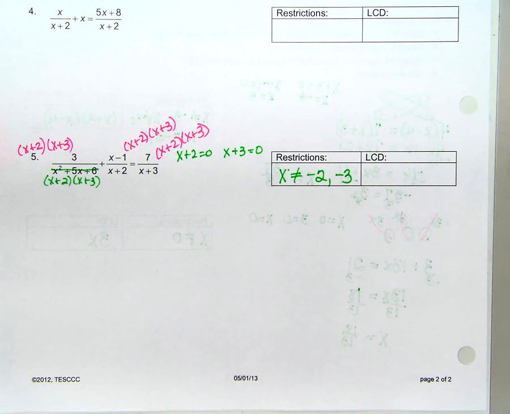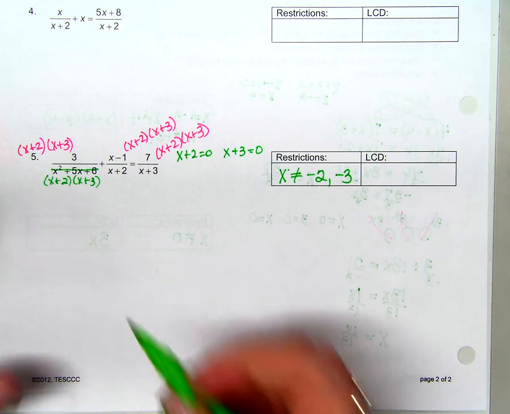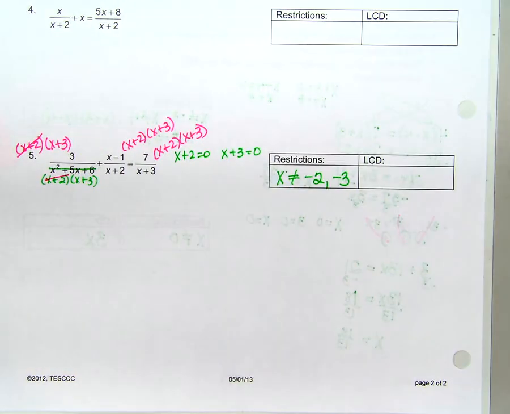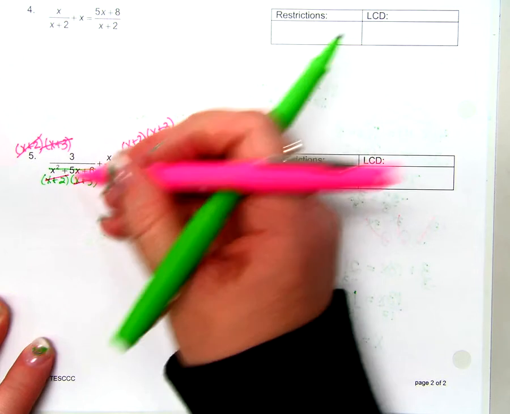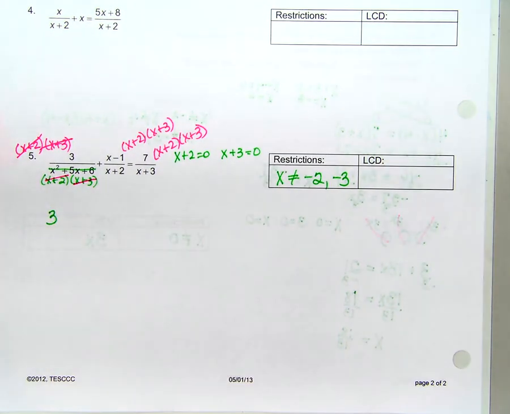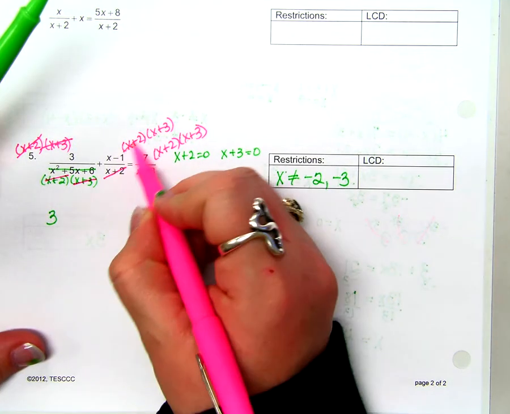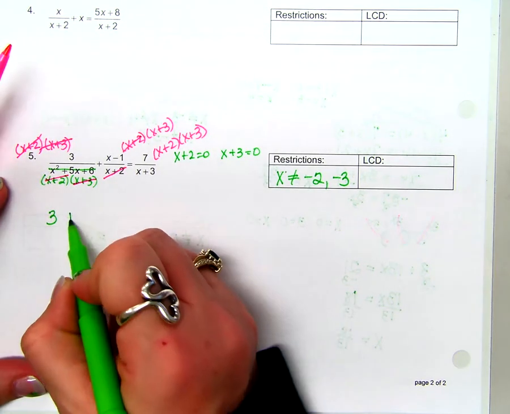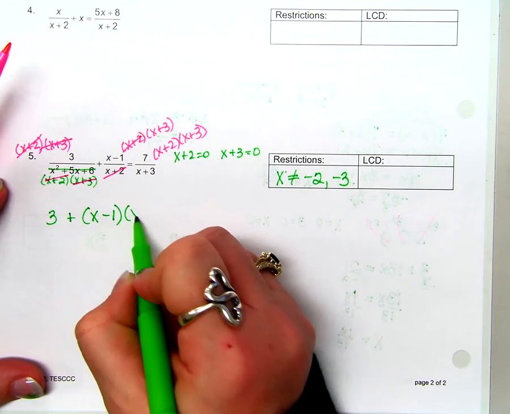So someone please tell me what happens with the first fraction in our problem. x plus 2 cancels out, simplifies to 1. x plus 3 simplifies to 1. So it's just 3. After all that mess, it's just 3. Good. Somebody else, please tell me what happens with the second fraction in this problem. Excellent. x plus 2 simplifies to 1. What am I left with this time? x minus 1 times x plus 3.